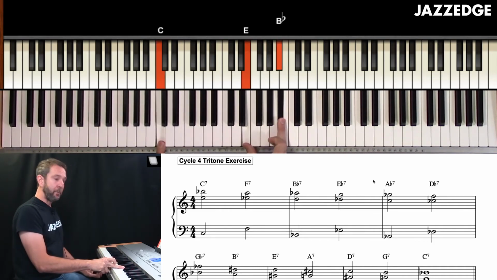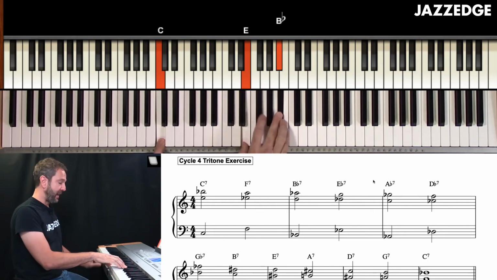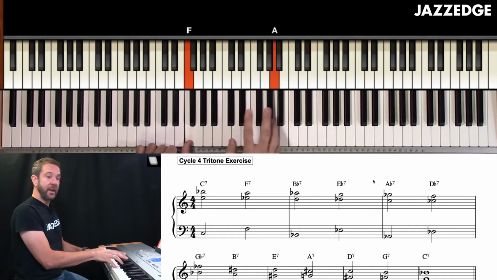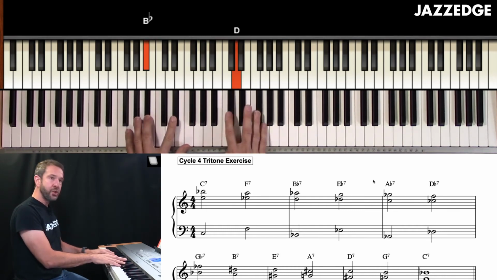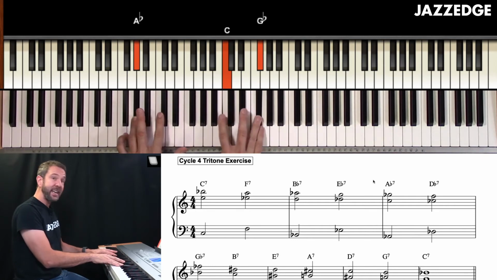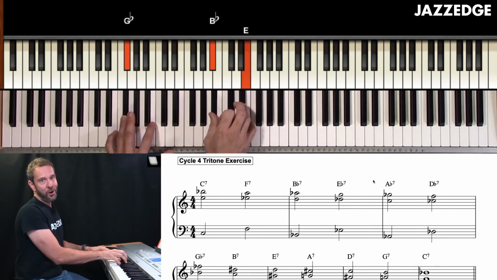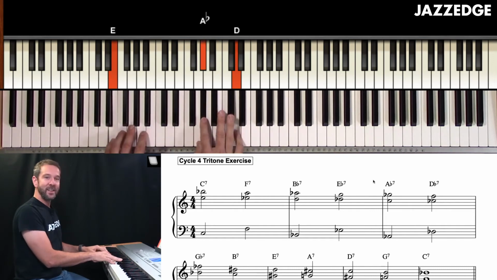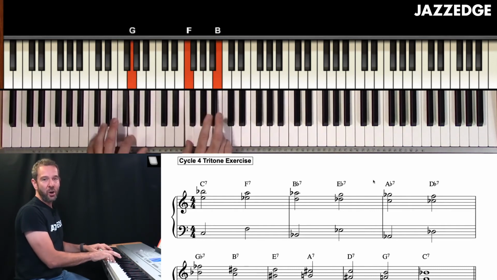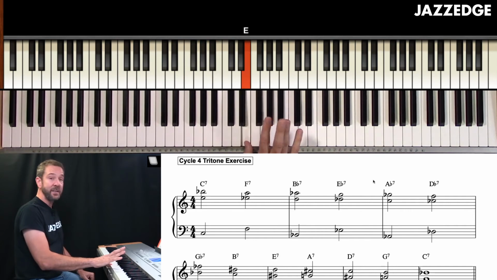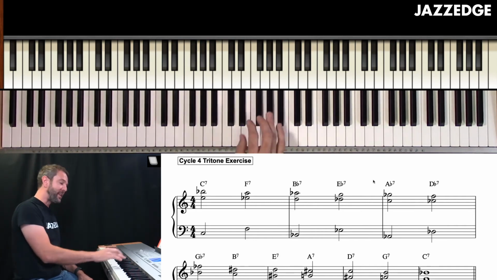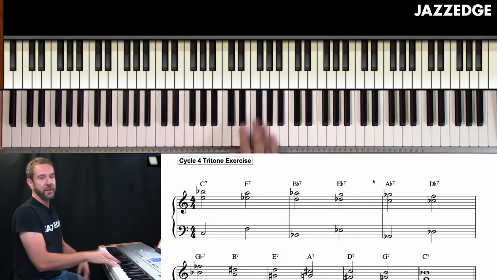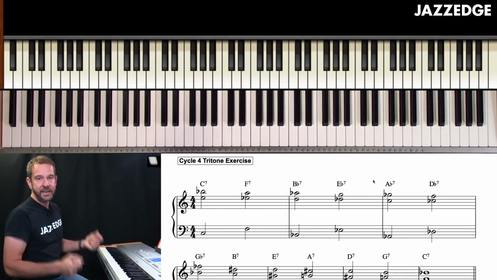All right, so what's happening in the right hand? In the right hand, I'm playing my 3rd and my 7th for C7, okay? And then I go to my F7. Again, 3rd and 7th. And this is going to help you get down these tritones, because the right hand, guess what, is playing all tritones. The interval in the right hand is all a tritone. So E to B flat is a tritone. E flat to A is a tritone. D to A flat is a tritone. These are your tritone intervals.